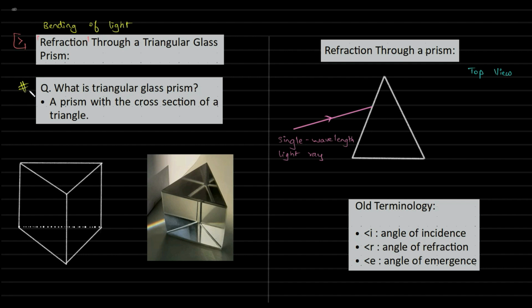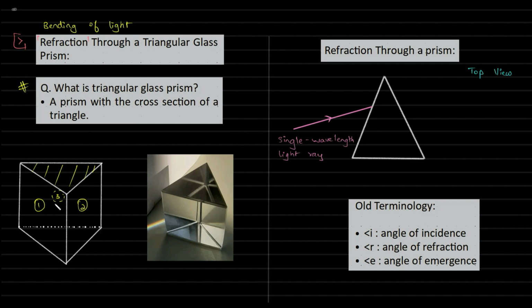So what is a triangular glass prism? It's a prism which has top and the bottom to be triangular in structure. So the top and the bottom is triangular in structure, okay? And the other faces are rectangle. So this is your first face, second face, and that's your third face. Right? So this is a triangular glass prism.